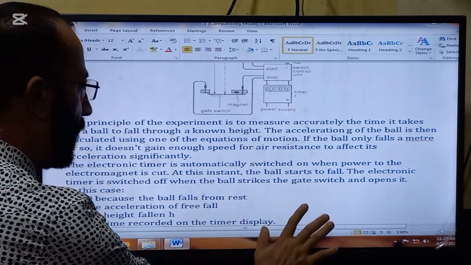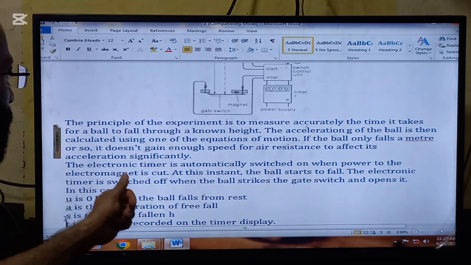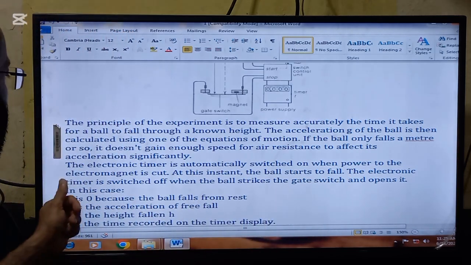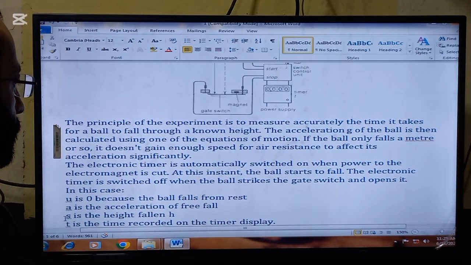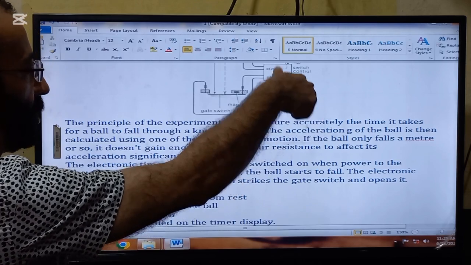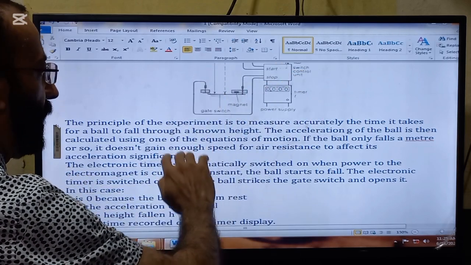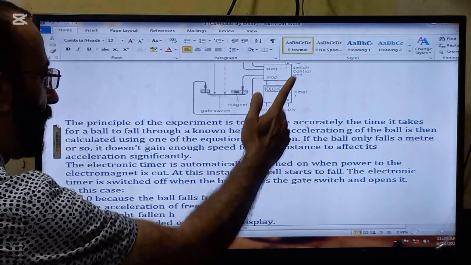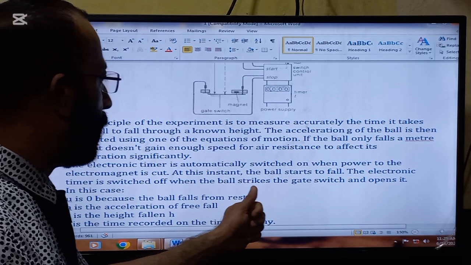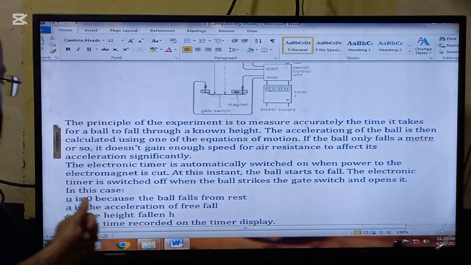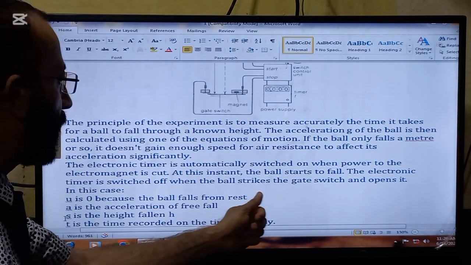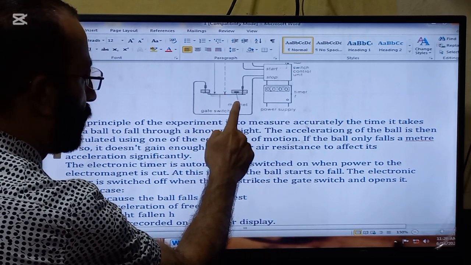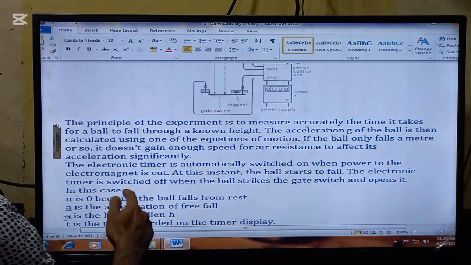From here, the experiment now starts. The electronic timer is automatically switched on when power to the electromagnet is cut. So when we operate the switch on the control unit, the electromagnet is cut off and automatically the timer starts. At this instant, the ball starts to fall. The electronic timer is switched off when the ball strikes the gate switch at the bottom.